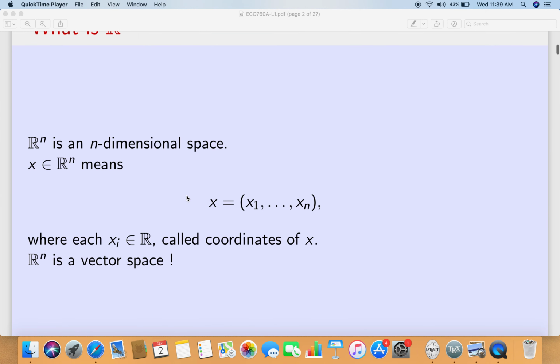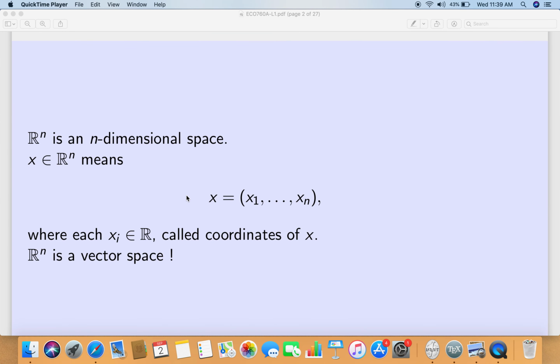So what is Rn? Most of us know, I assume this course is a graduate course. Rn is an n-dimensional space. The word dimension is slightly tricky and you have read about it in linear algebra most probably. It means that it is a space with, say, n coordinate axes. It's very difficult to imagine.